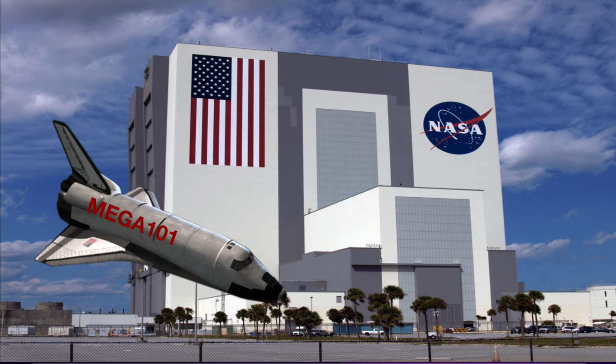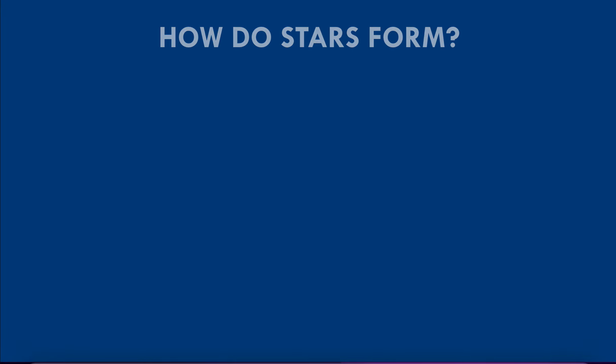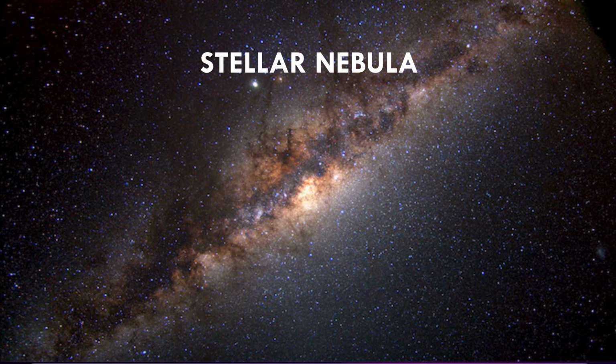Aboard Mega 101, let's blast off into outer space and explore the life cycle of a star. Into the galaxies. How do stars form? The birth of a star is the first stage of its life cycle. In space, there are enormous clouds of gas and dust known as a stellar nebula. Hey, I see one drifting in front of me.